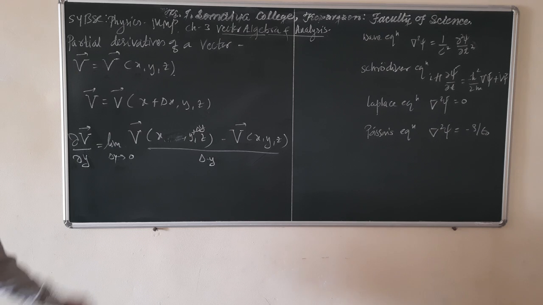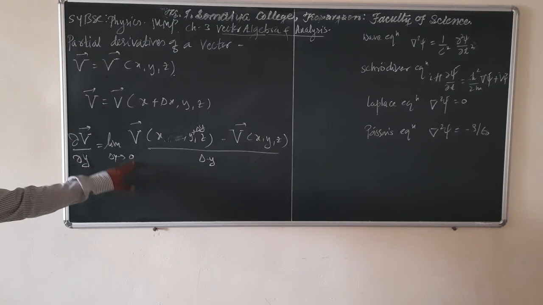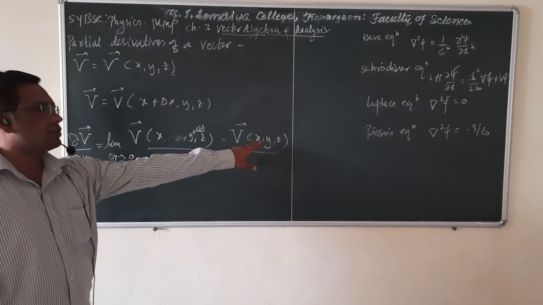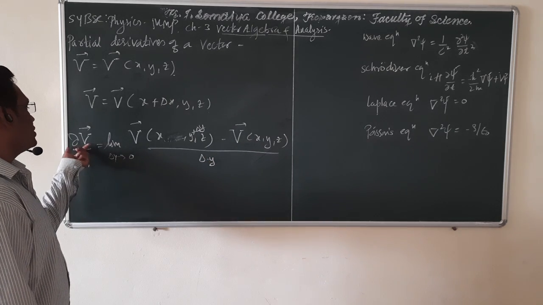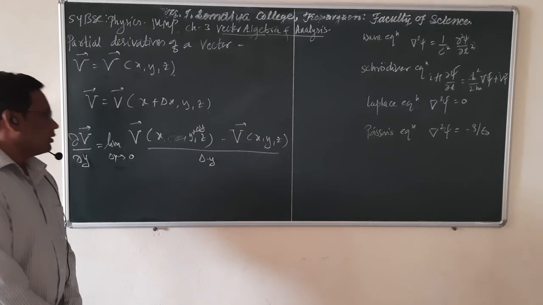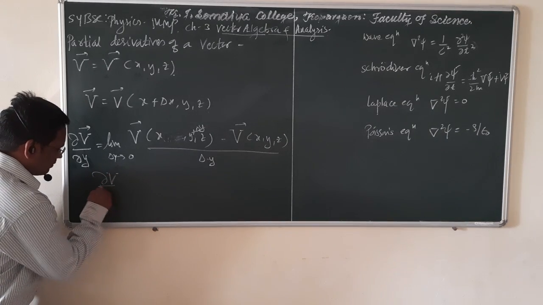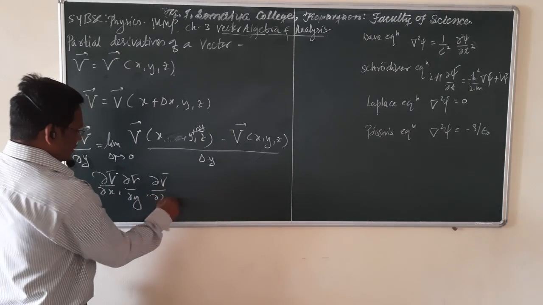In a similar way you can find the partial derivative of v with respect to z. In that case, the limit as delta z tends to 0 of v of x, y, z plus delta z, minus v of x, y, z, divided by delta z. In this way we can define the partial derivative of v with respect to z. So we can define the partial derivatives of v with respect to x, y, and z.